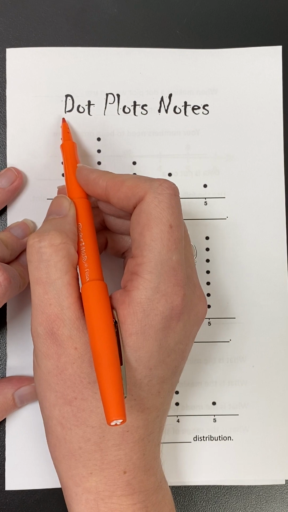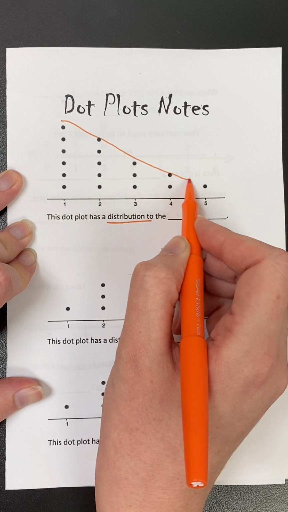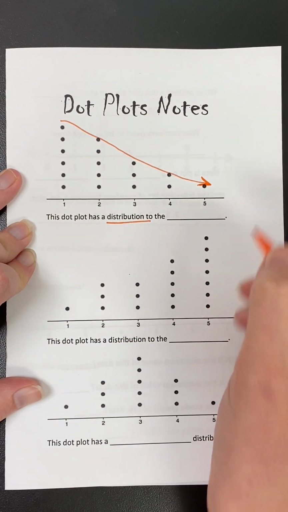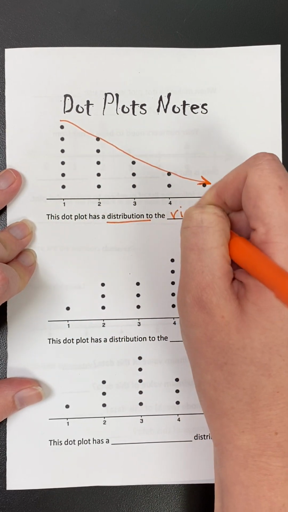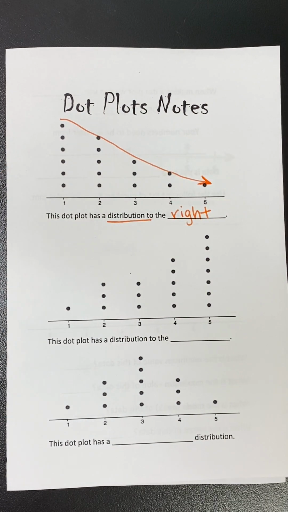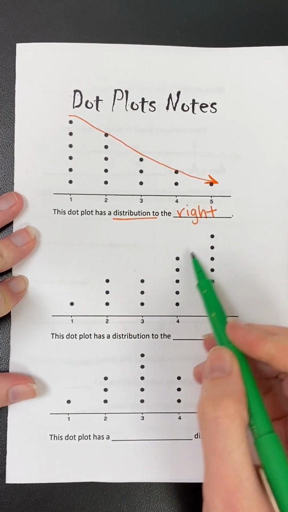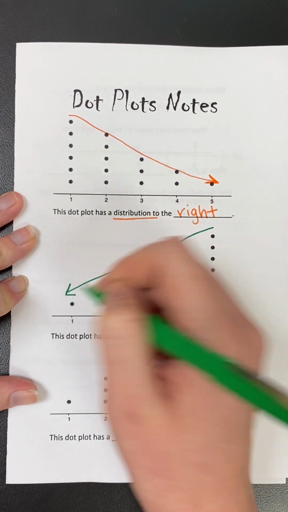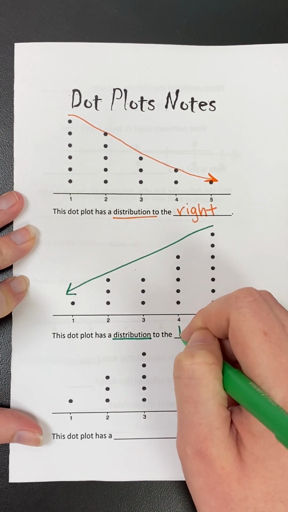So it's kind of like a roller coaster. You start at the top and then we're going to go down. So our arrow follows this direction. This is pointing to the right. So this dot plot has a distribution to the right. Okay, so if we looked at the next one, we start at the top and we always go down. So this one's not perfect, but it is going in this general direction. So if it's going this way, it has a distribution to the left.